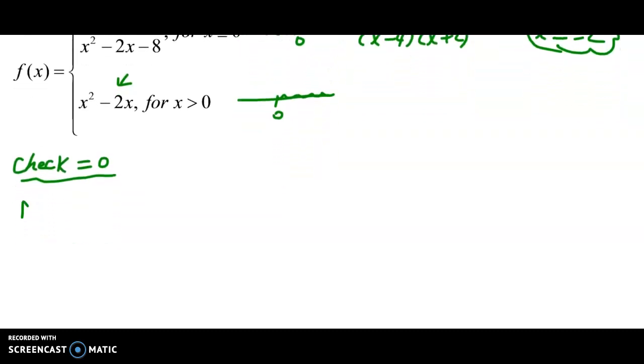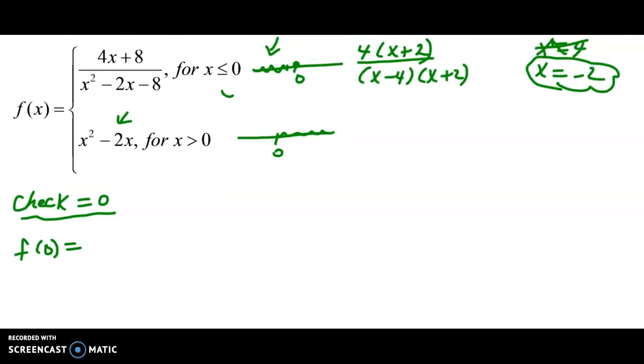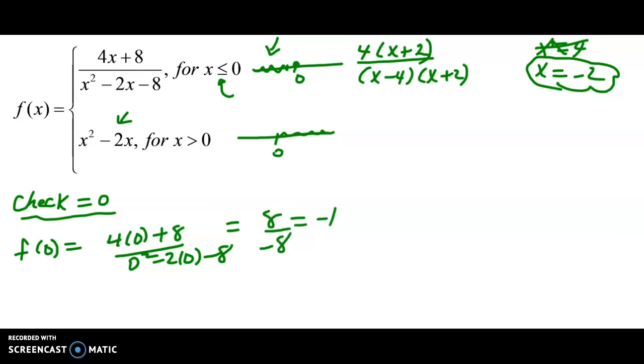All right, so the first thing I'm going to do is evaluate the function at 0. Because it equals 0, I'm going to use the first function. So I'm going to plug in 0 wherever I see an x. And I'm going to get positive 8 over -8, which is -1.